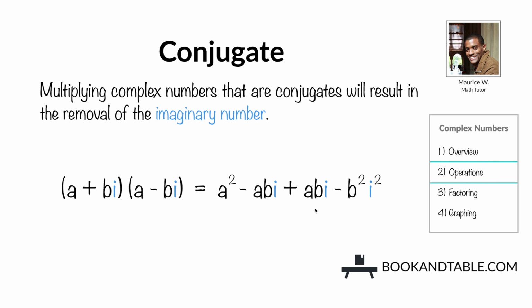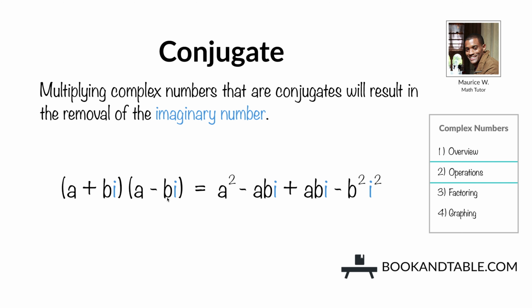Now, why is this important? Multiplying complex numbers that are conjugates will result in the removal of the imaginary number. So when we divide by a complex number, if we multiply the denominator by its conjugate, we'll be able to switch it from a complex number in the denominator to a real number. So if we had a plus bi times a minus bi, you would get a times a, which is a squared.